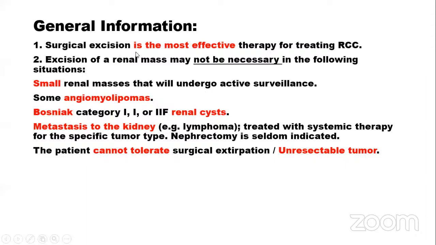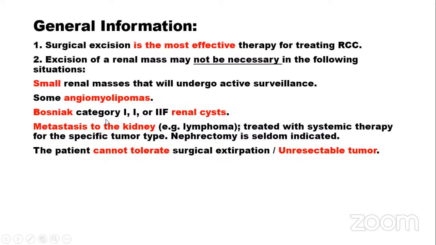Treatment of localized non-metastatic RCC. Have general information here. Surgical excision is the most effective therapy for treating RCC. Excision of the renal mass may not be necessary in the following situations. If small angiomyolipoma and Bosniak 1 and 2F, or renal cyst, metastasis to the kidney from lymphoma, there is systemic therapy for the specific type. Nephrectomy is seldom indicated for this type. The patient cannot tolerate surgical extirpation, and unresectable tumor.